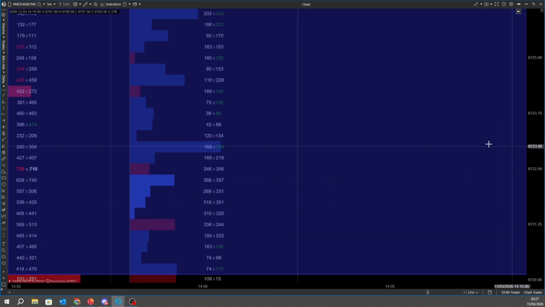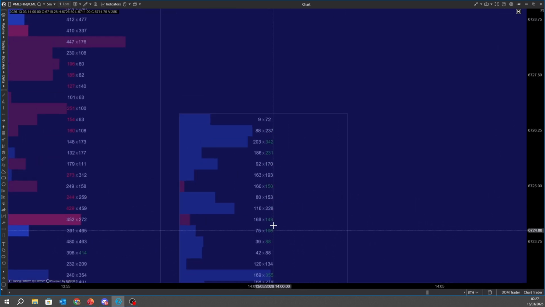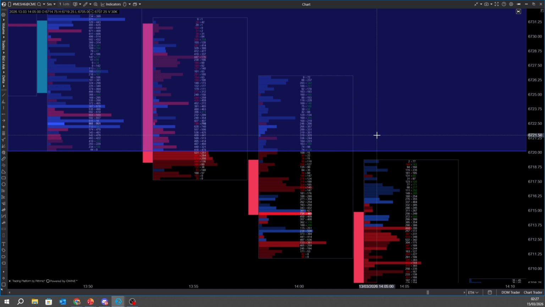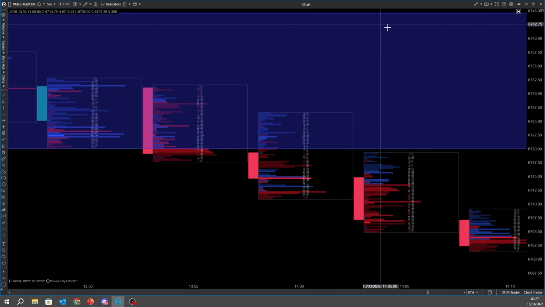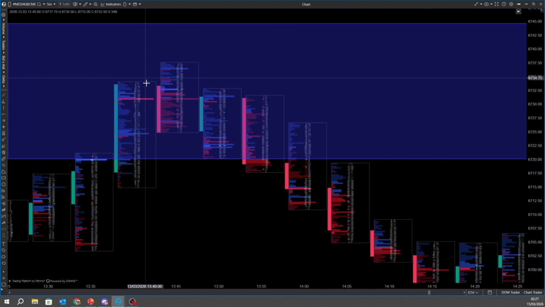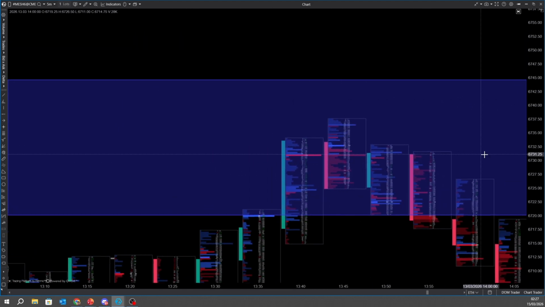Again, we see 169 for 355, blue delta. We see 203 for 342. We see 9 for 72. Throughout this entire order flow, what we can see is aggressive buy orders are not able to break above the level. The market barely got halfway through, or just above halfway through. This wick here is another example.